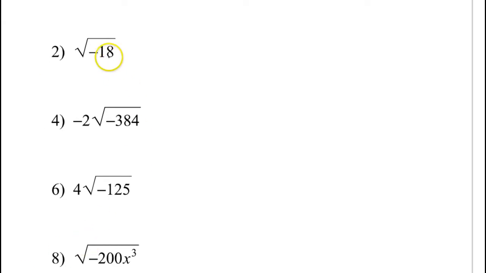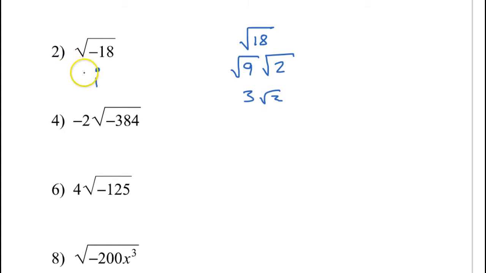Alright, looking at number 2, again, as soon as I see that negative sign, I know that we are going to have i involved in here somewhere. So now I just need to worry about what is the square root of 18. This is small enough that I can definitely use my multiplication facts. 18 is 9 times 2. Always start with the perfect square. Square root of 9 is 3, so that means I have 3 radical 2. So that means I will have 3i radical 2. And that will be the answer to problem number 2.